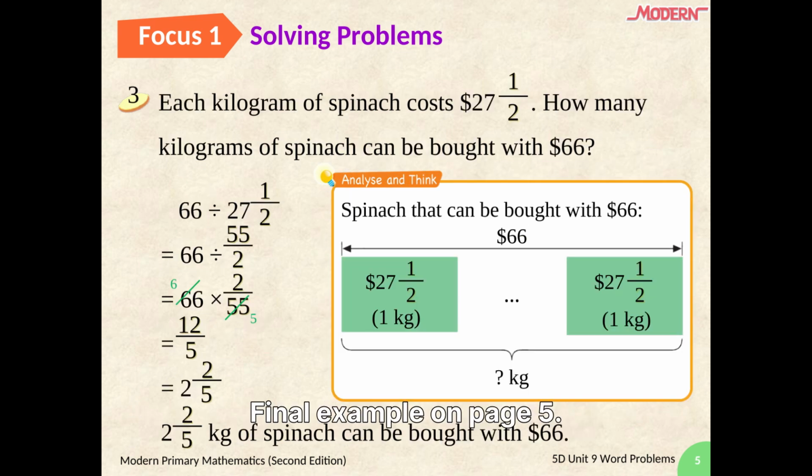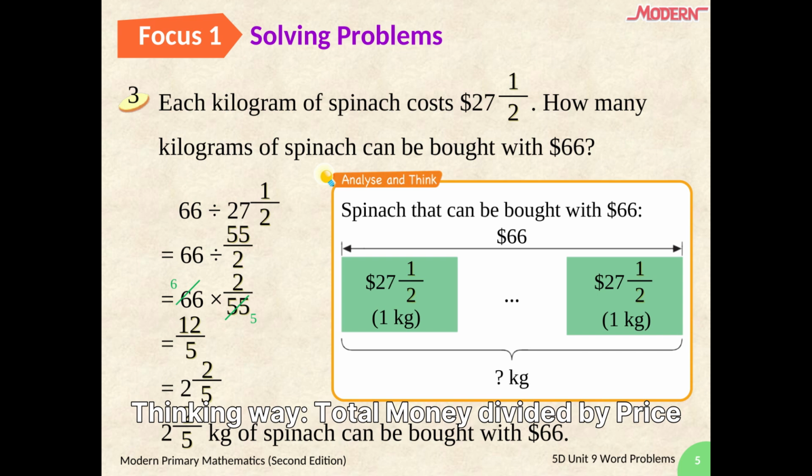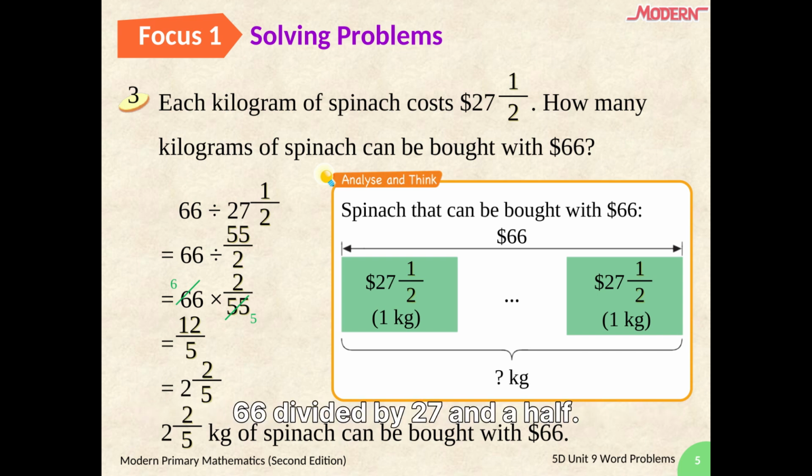Final example on page 5. Spinach costs $27.50 per kilogram. How many kilograms can we buy for $66? Thinking way, total money divided by price per unit. 66 divided by 27.5. Convert that number first. 27.5 becomes 55 over 2, so we calculate 66 times 2 over 55.